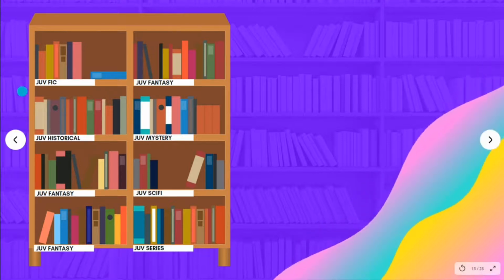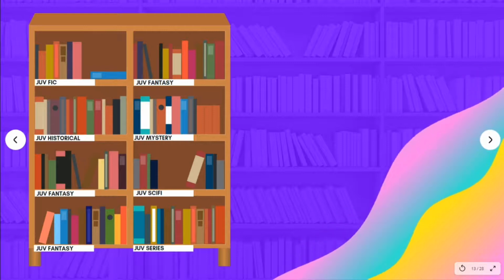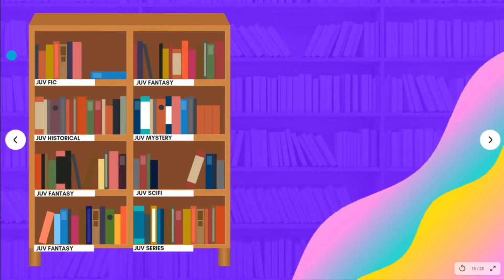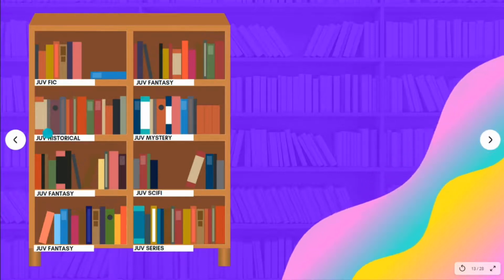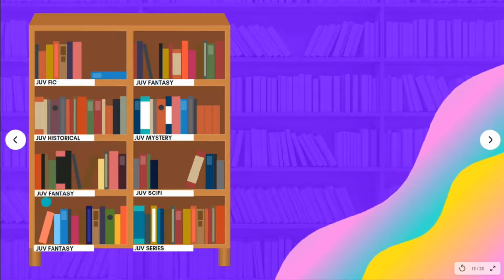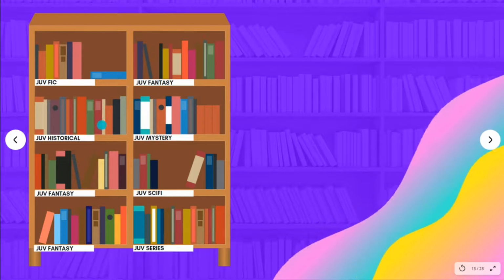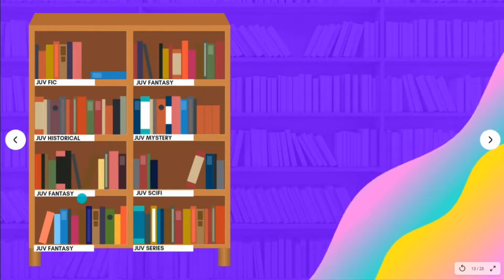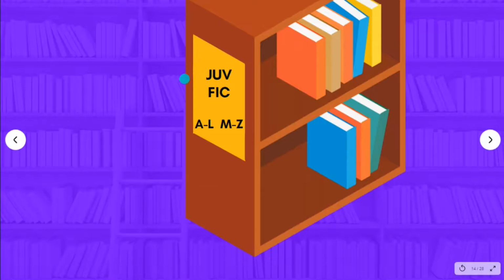It just depends on the size of the bookshelf and the position of the shelves in the library and how big each section is. So here you can see we start out with juvenile fiction and we go right to juvenile historical, but then back to fantasy. Whereas you might think, oh, fantasy would be before historical. It just depends on how it's situated, and you'll just want to get comfortable with reading those labels on the shelves.